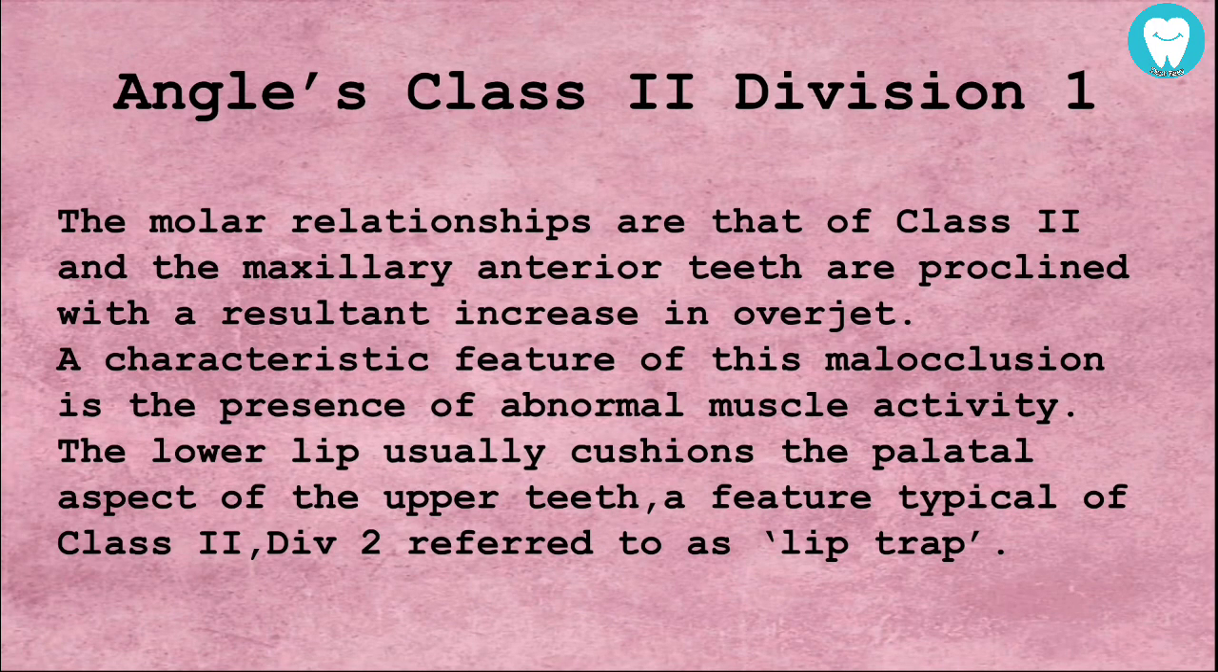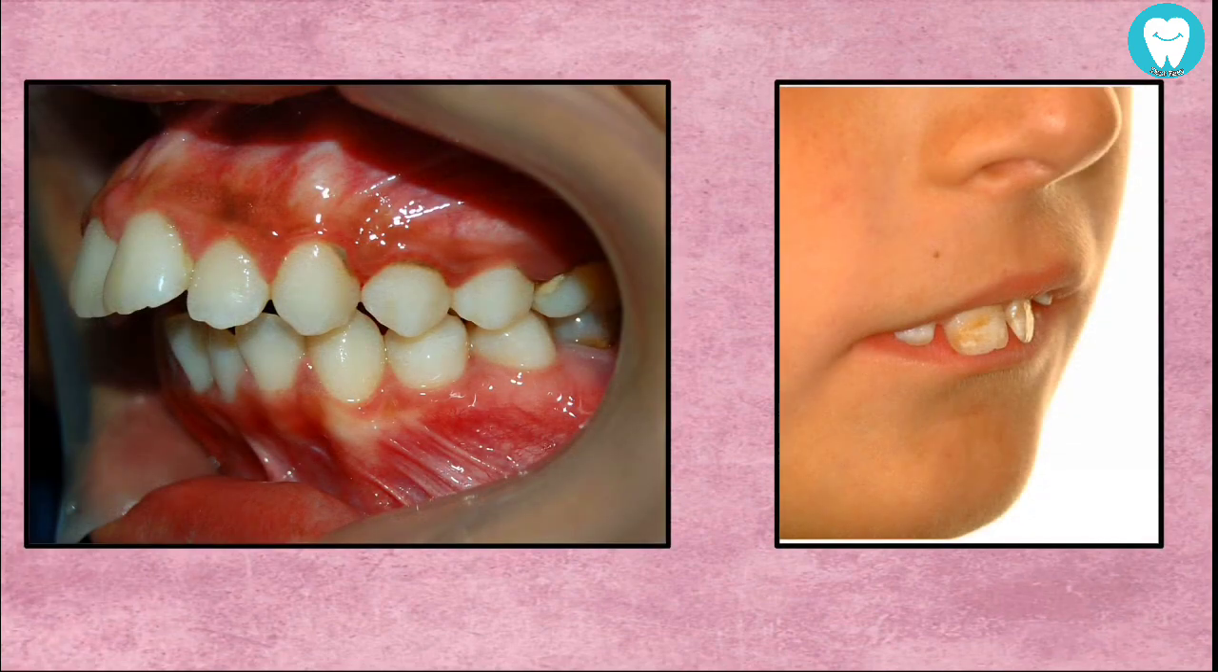In Angle's class 2 division 1, the molar relation is that of class 2 and the maxillary anterior teeth are proclined with a resultant increase in overjet. So the molar relation is class 2 but the maxillary anteriors will be proclined. A characteristic feature of this malocclusion is the presence of abnormal muscle activity. The lower lip usually cushions the palatal aspect of the upper teeth, a feature referred to as lip trap. You can see it in the image: there is a proclination of the maxillary anterior teeth, and here you can see a lip trap, which is a characteristic feature of this category.